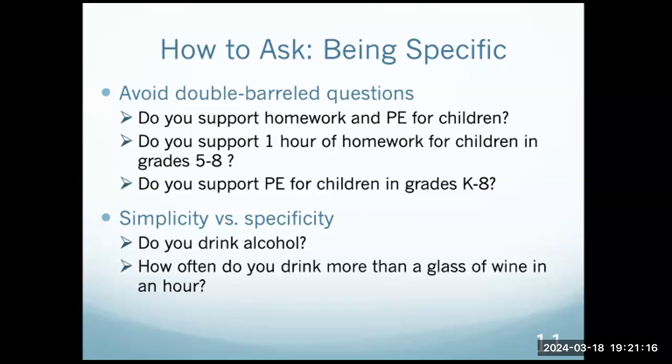So a better way to ask would be, how often do you drink more than a glass of wine in an hour? See, it's specific. It's one concept, it has to do with drinking, but now it's specific enough that if they say 4 times a week, then that is meaningful information where you can actually use that data to make some kind of conclusion. Any questions about being specific?